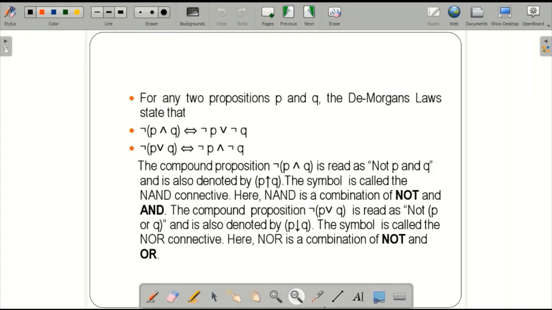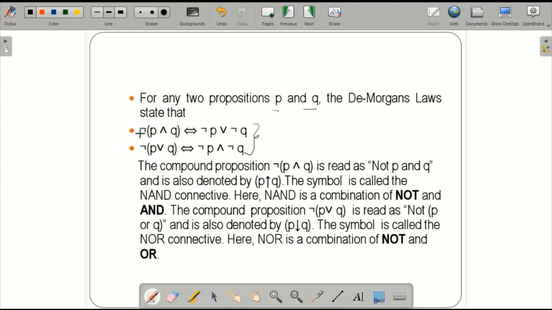So, for example, if you have any two propositions P and Q, De Morgan's law can be written as: negation of (P and Q) is nothing but negation of P or negation of Q, and negation of (P or Q) is written as negation of P and negation of Q. You are familiar with these two laws.